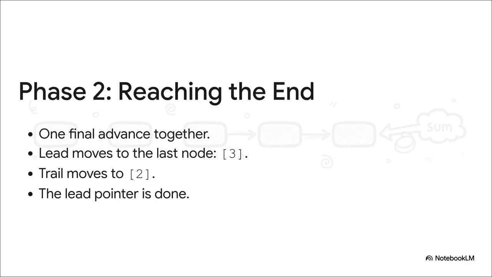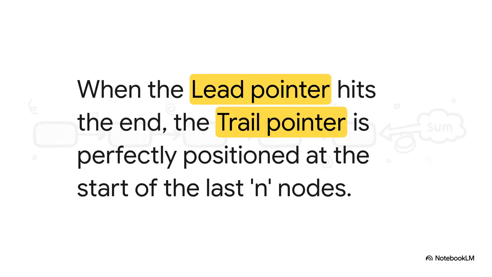And one final step. The lead pointer hits that last node, the 3, and at the same exact moment, the trail pointer lands on 2. Our lead pointer has reached the end of the road. It has nowhere else to go. And boom, that's the whole trick right there.